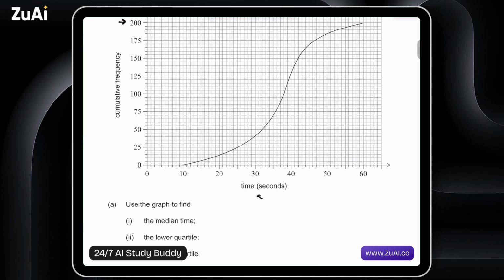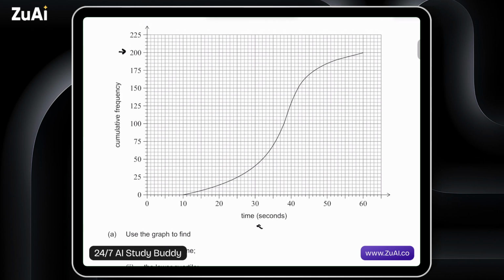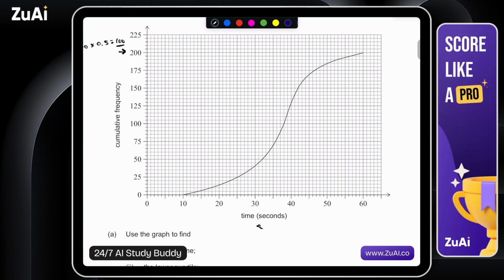So use the graph to find the median time. Median we know is the middle value. So if we have 200 students, and they all took a different time to complete this test, the median would be the 100th student. The student is above half and also below half. The middle value, if you were to rank them all and line them all up. So mathematically, we have 200 times a half, and we're looking for the 100th value.